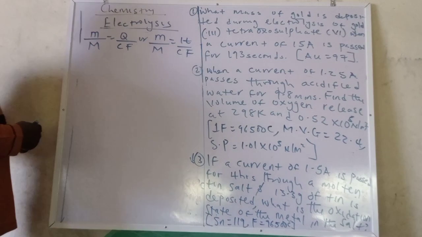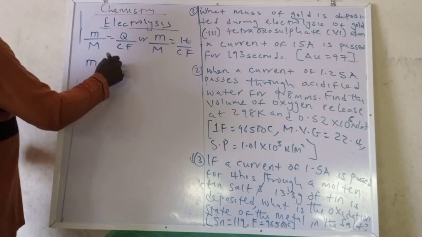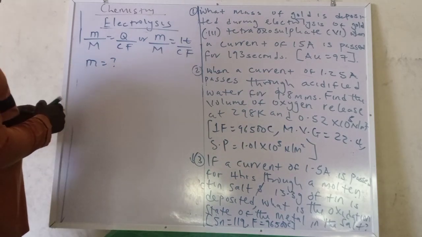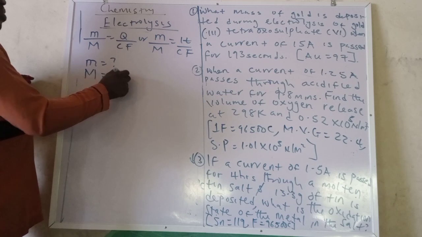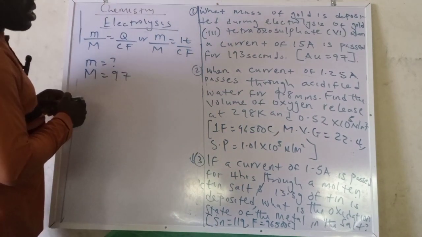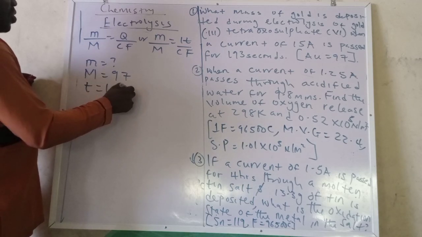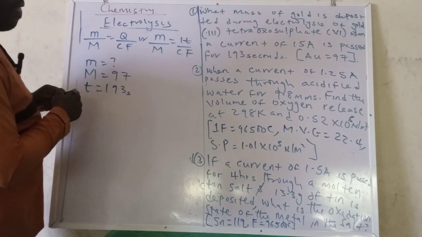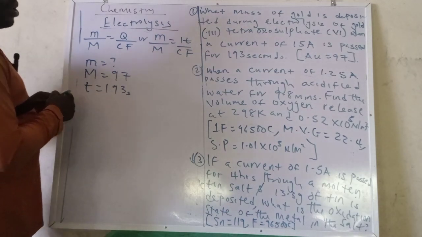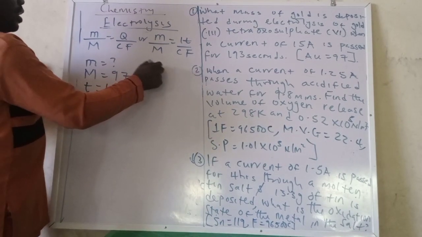Here we are told specifically to find the mass of gold, so we don't know the mass of gold. But we know the molar mass of gold is given there, 97. We know the time is given there, 193 seconds. We know the charge of gold. What charge does gold carry?